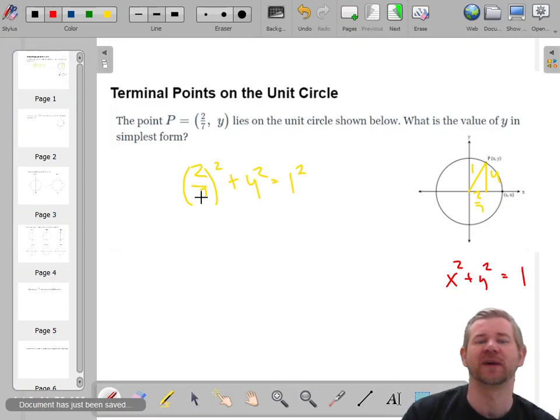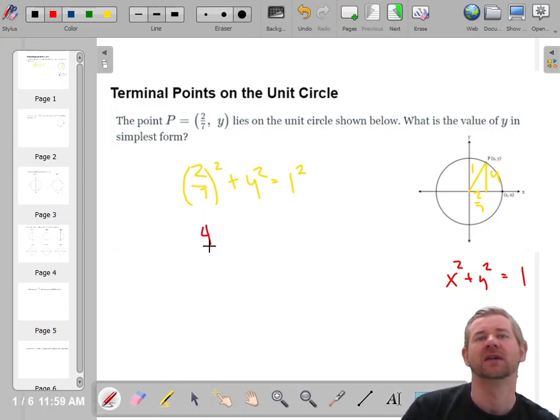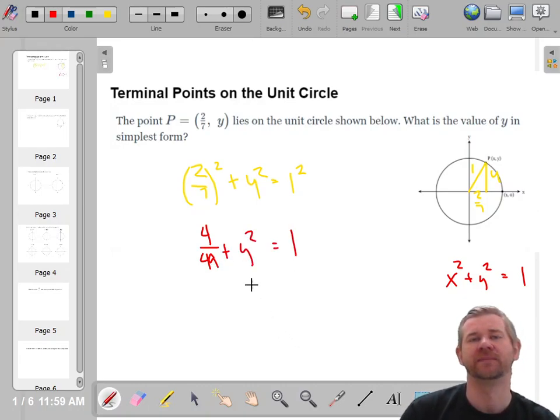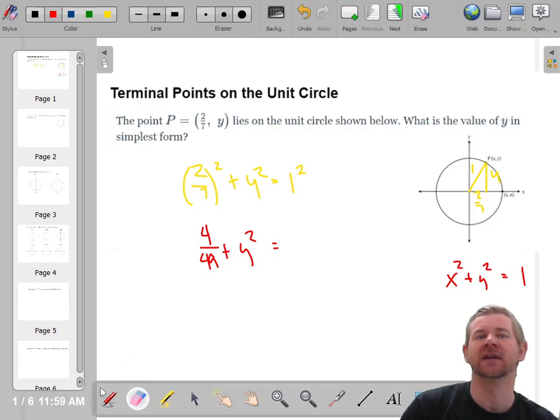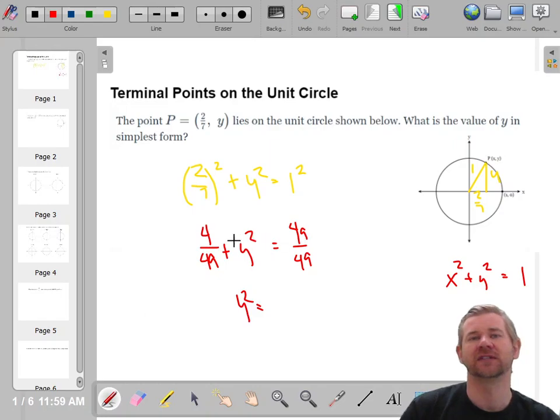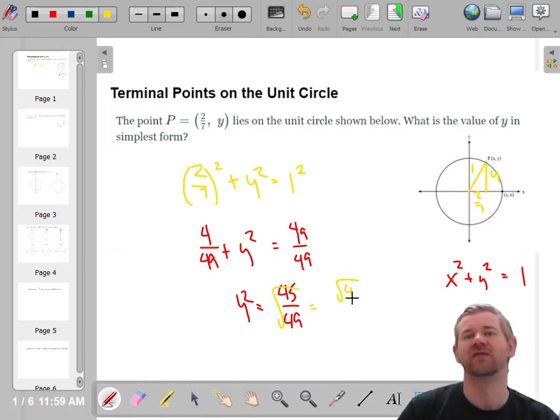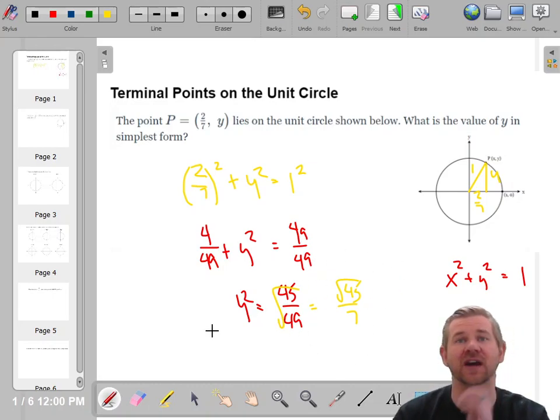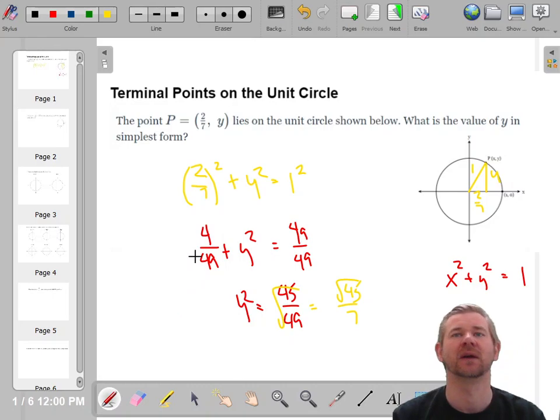When you square fractions, you multiply the top and the bottom. So 2 squared is 4, and 7 squared is 49, and 1 squared is just 1. Now, remember, if you're going to add or subtract fractions, you need to have a common denominator. If I want to do 1 minus 4 over 49, that's 49 49ths. So if I subtract 4, I have 45 49ths. And now I'll square root both sides, and I'll say this is the square root of 45 over the square root of 49, which is 7. And we're just going to leave it like that for now. So radical 45 over 7 is the missing y-coordinate.